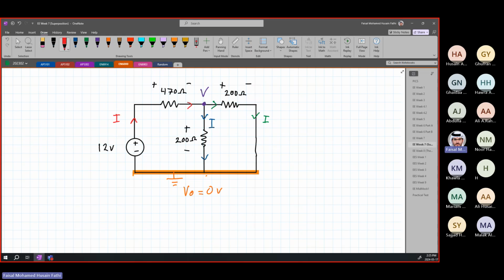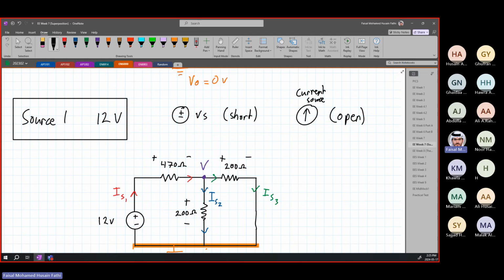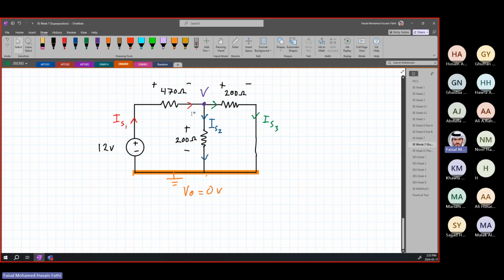And we're going to name them something else. Let's call this IS1. Let's call this IS2. And let's call this IS3. So let's call this voltage source S. All right? So this is our S voltage. So IS1, IS2, IS3, we can find the current in any way you want.